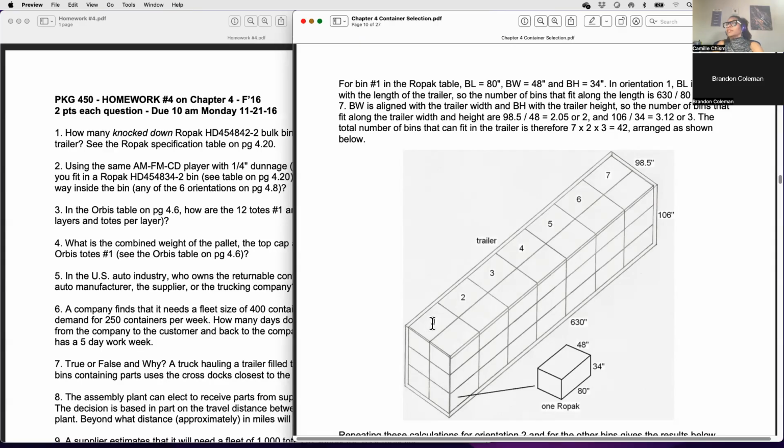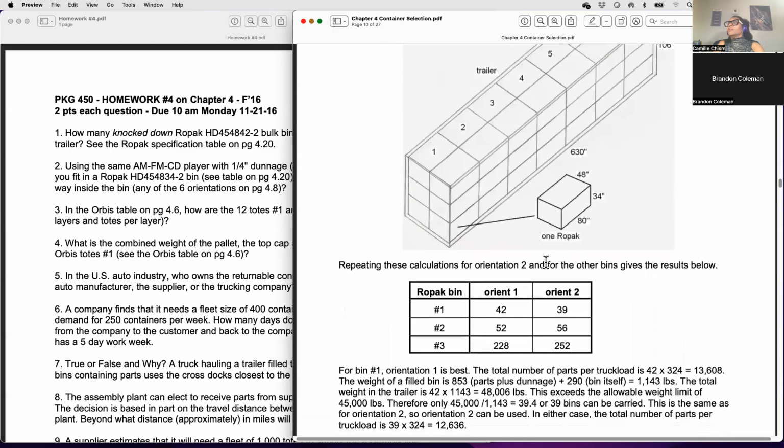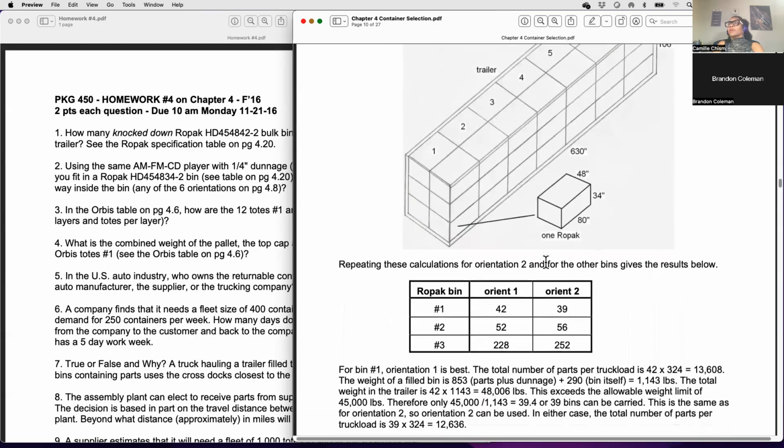So that's where you see 7 times 2 times 3. And when you multiply these all out, 7 times 2 times 3, you get 42. So that's how you know 42 will fit on the trailer. You could try it again with the other orientations and the other bins to see.